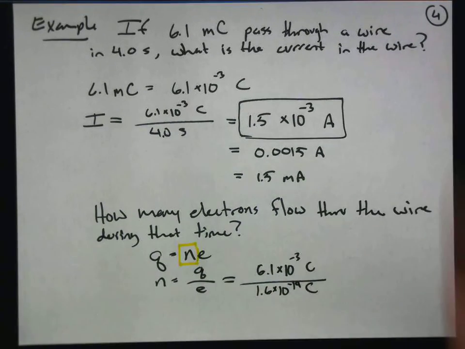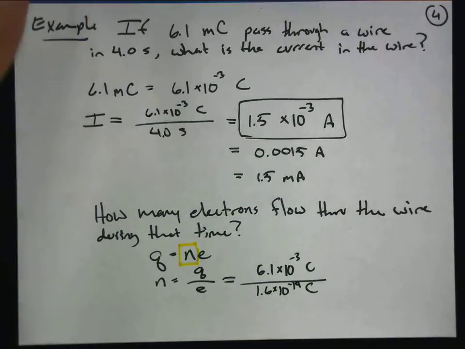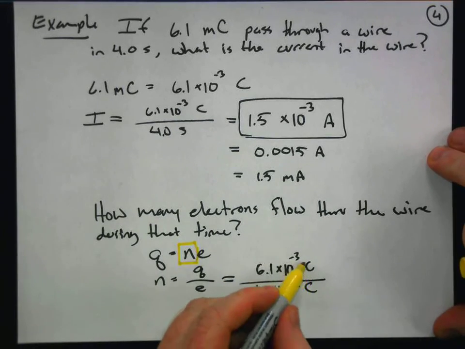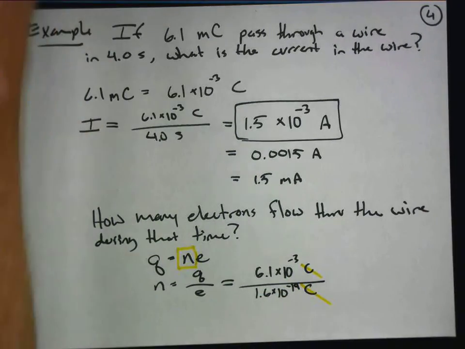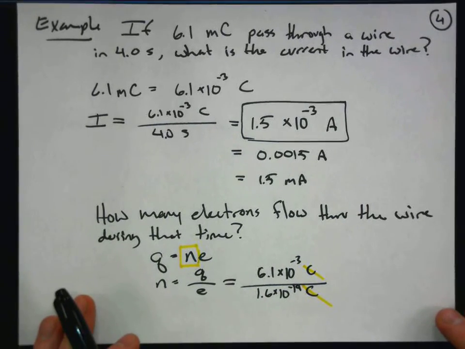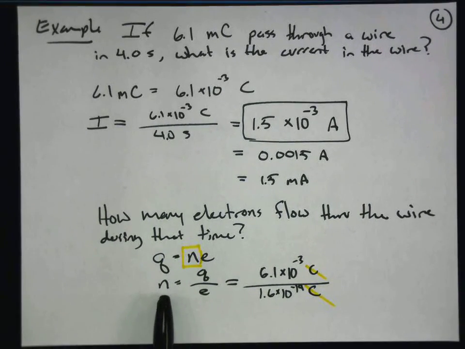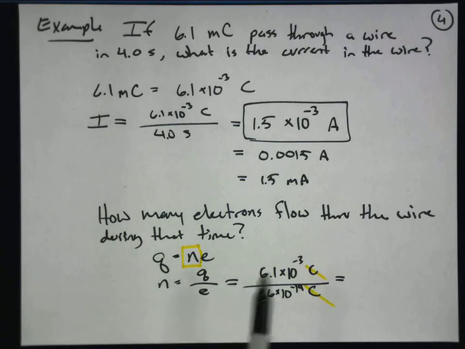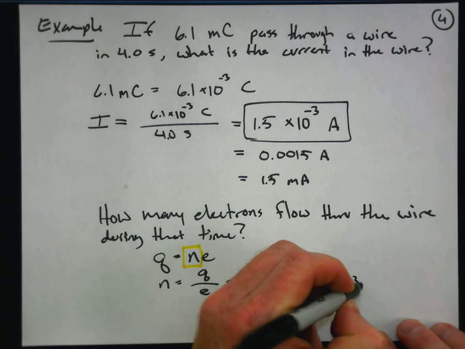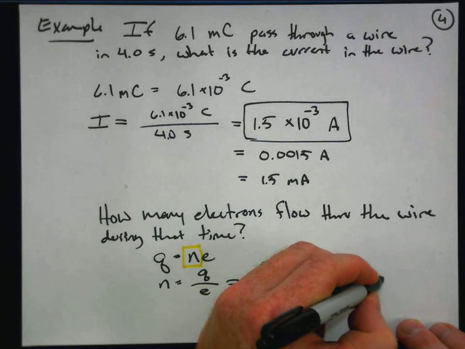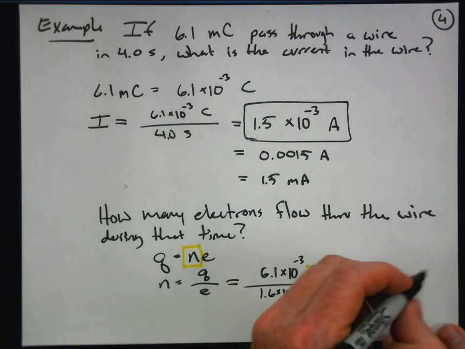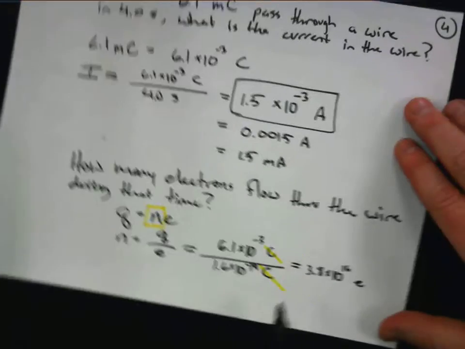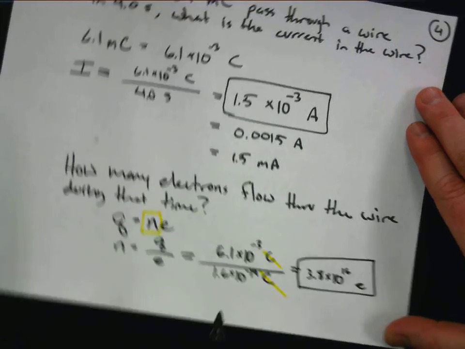And you'll notice something interesting is going to happen here. We see that coulombs cancels, the units cancel, so we're just going to get a number, and that's what we want. We want the number of electrons, number of these particles. And when you do this math, 6.1 times 10 to the negative third divided by 1.6 times 10 to the negative 19, you get 3.8 times 10 to the 16 electrons. Let's put an E for electrons. That is how many electrons flow through the wire in this time.